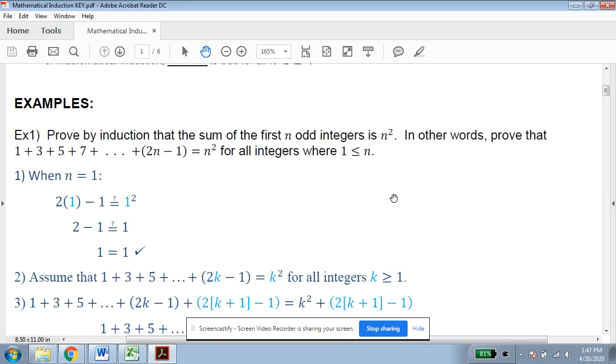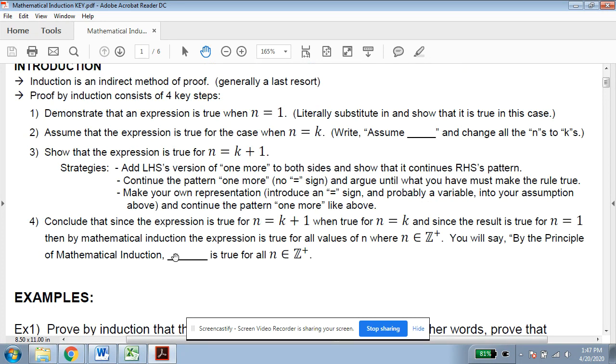The second step that we talked about was assuming that the expression is true for when n equals k. So I'm going to write a statement that says literally assume that 1 plus 3 plus 5, etc. is true for all integers. The only thing I've changed is that the former n is now a k everywhere in the step.